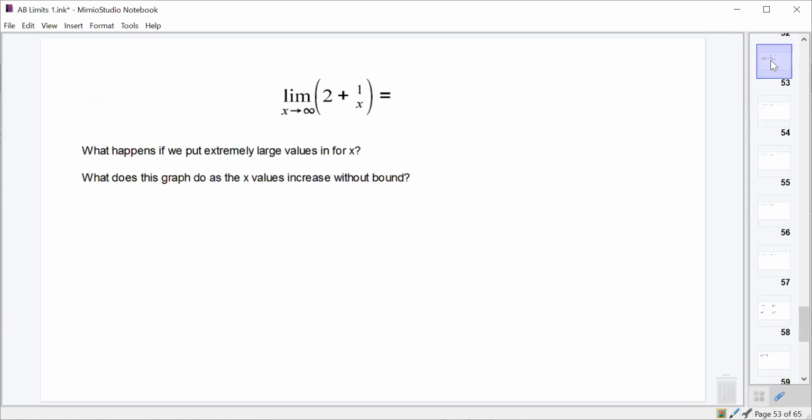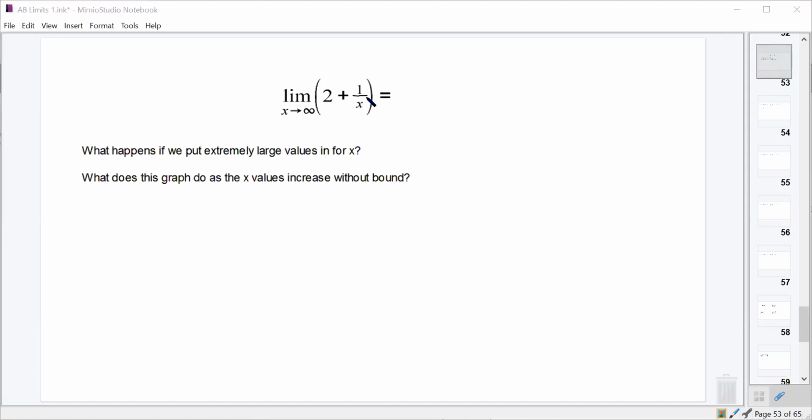That's it for vertical asymptotes. Now we're going to look at what happens as x approaches infinity, or maybe also when x approaches negative infinity. So if I put a very large value for x into this, it's really hard to see with a fraction bar on that. Maybe you can see it. That's 2 plus 1 over x. What happens if I put in a really big number for x? It becomes a really small number.